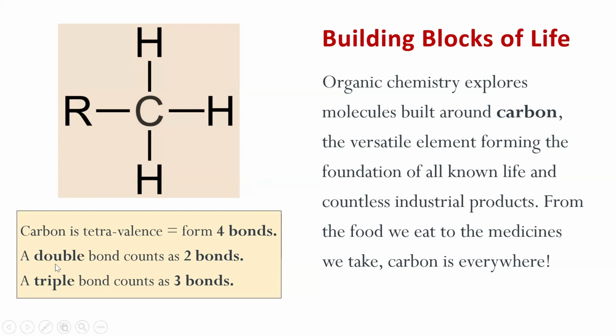If the carbon has a double bond, every double bond counts as 2 bonds, and every triple bond counts as 3 bonds. So if you have a compound with carbon atoms and the carbon atom has a double bond, it means it makes 2 more bonds. If the carbon atom is bound to the other atom with 3 bonds, it means that this carbon still needs 1 more bond. Remember, carbon is tetravalent. It should have 4 bonds.